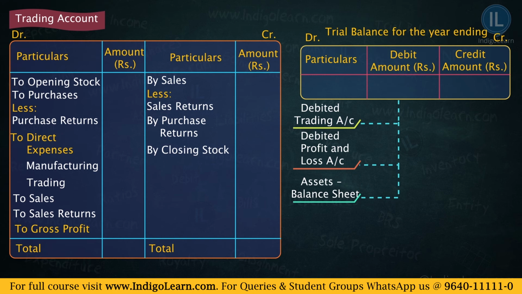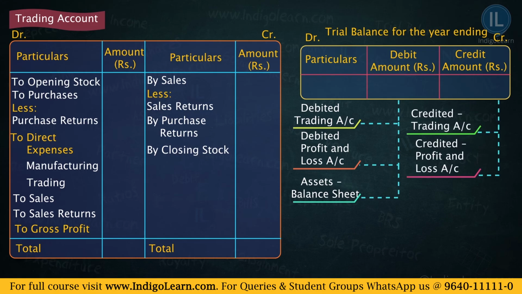Similarly, all the credit items you have in the trial balance should go to one of these three places. They should get credited to the trading account, or credited to the profit and loss account, or they should be shown in the balance sheet, on the capital and liability side. One of the three. So this is one simple principle you need to bear in mind.